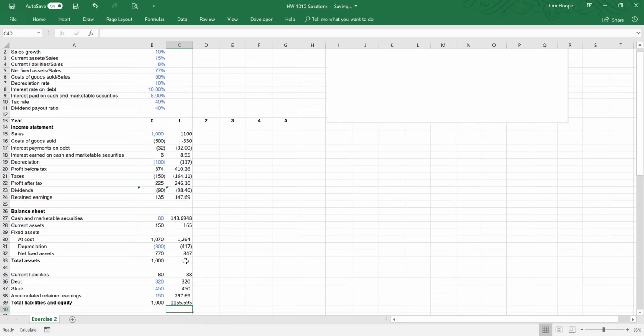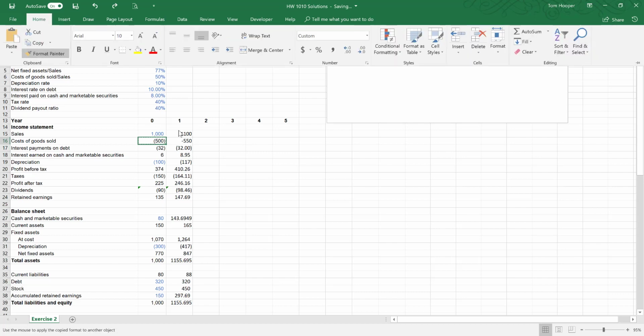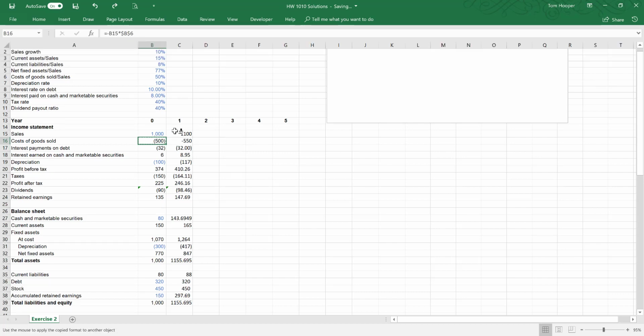I don't think we summed our total assets, so let's do the same thing there. Can't just hit Alt equal here because it's the cash plus the current assets plus the net fixed assets. And our balance sheet does in fact balance. I'm going to fix the number format using the format painter from this cell so that they all look the same.